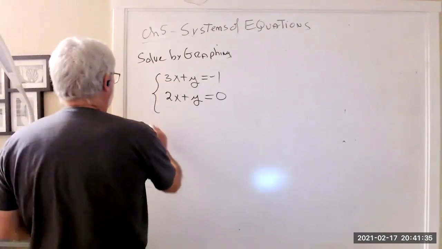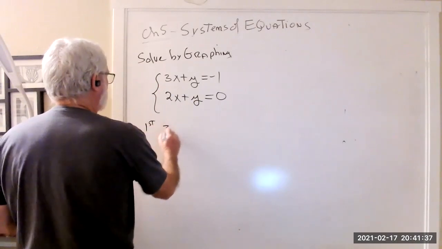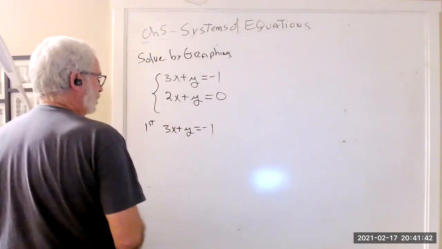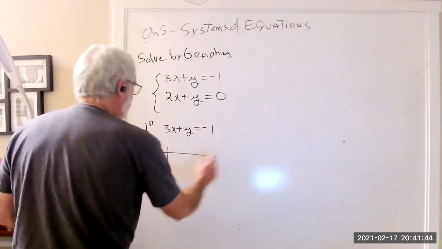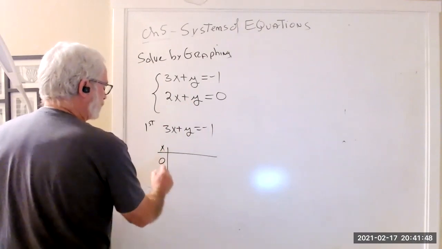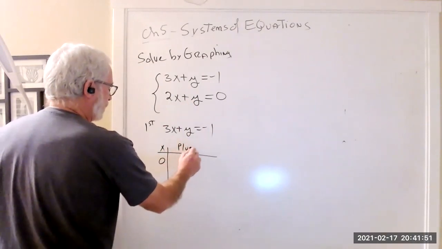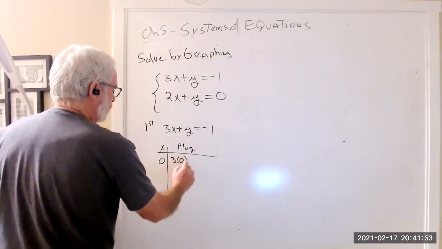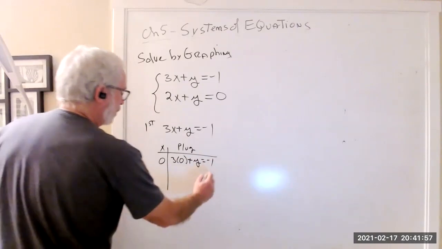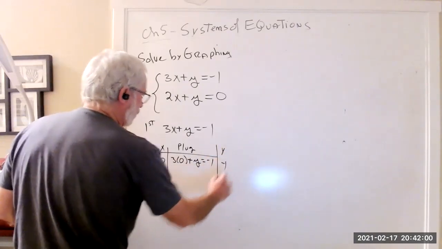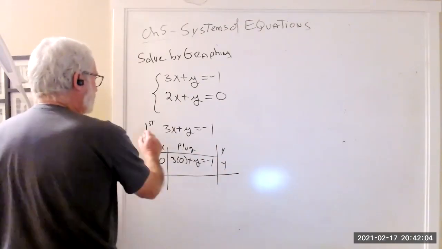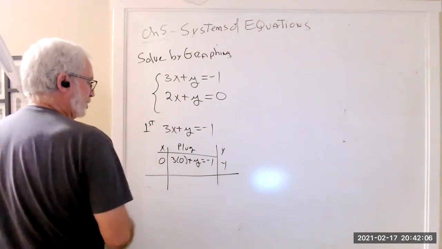To be able to graph, you think of them as separate problems first. So let's take the first equation, which is 3x plus y equals -1. You do it totally separate from the other equation. You pick x is 0, plug it in. So you get 3 times 0 plus y equals -1. Solve it, you get y is -1. But you have to get another point.